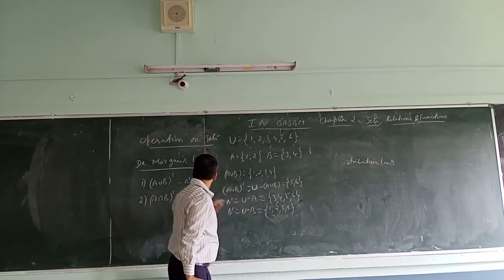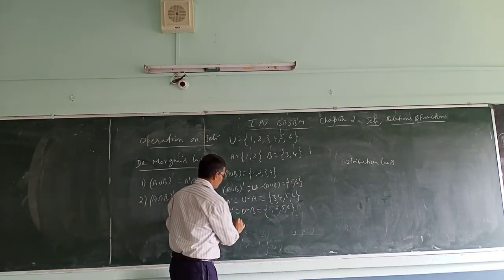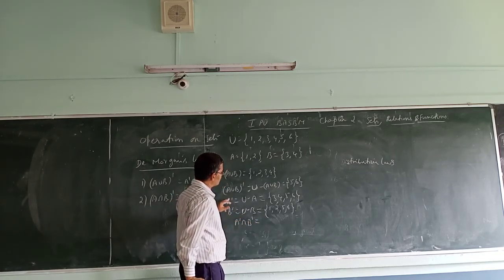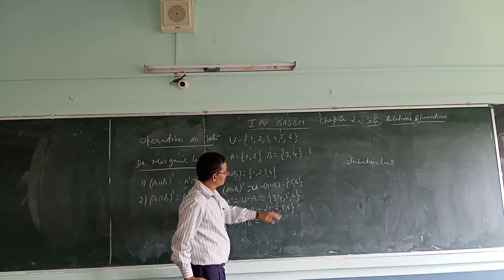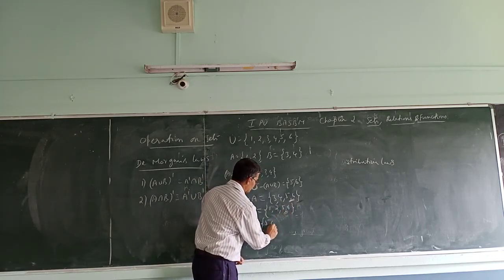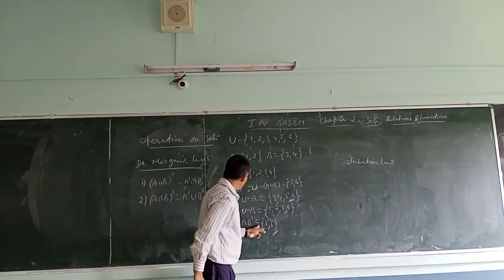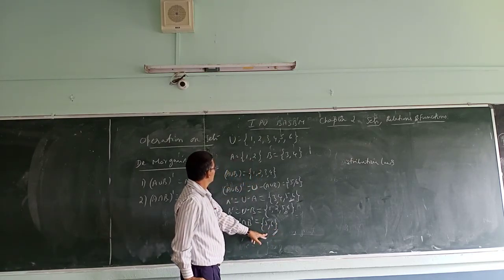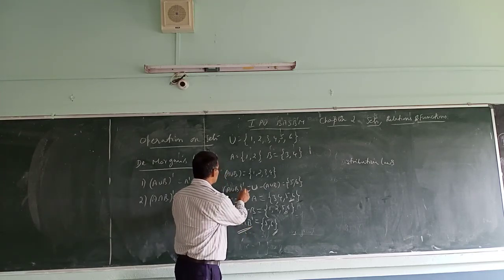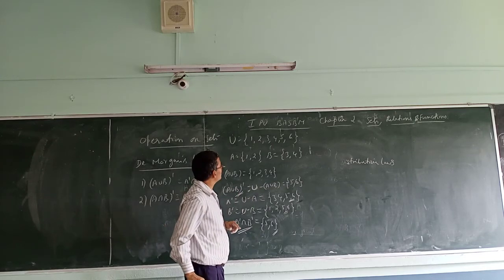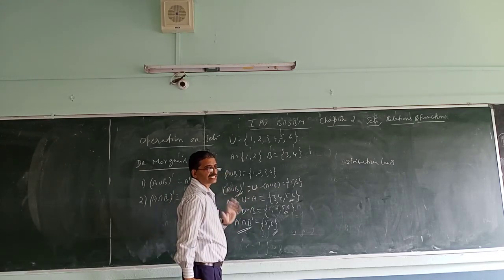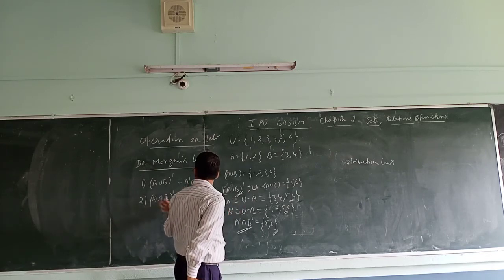Now consider A dash intersection B dash. What is this? It is the common elements, which is nothing but {5, 6}. You are observing here that A dash intersection B dash is the same as (A union B) whole dash. This is the first one. Look at the first one for this example. In the same way you can prove the other one.